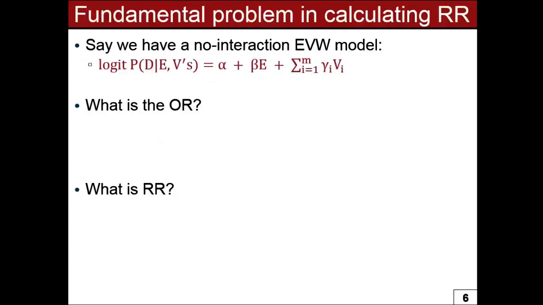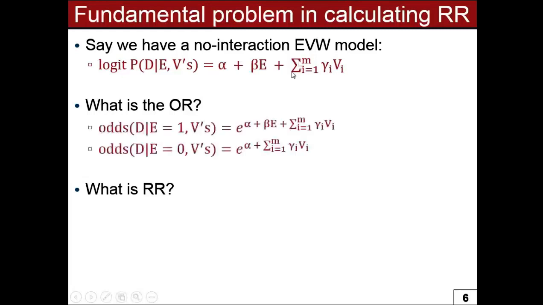So there's a problem. Why aren't we doing the risk ratio? Why aren't we doing this? So here's a refresher on why it's easier to do the odds ratio. Here's a standard EV model: alpha plus beta times exposure, and then a whole bunch of V's. No EWs. In the logit form, a basic logistic regression model with no interaction.